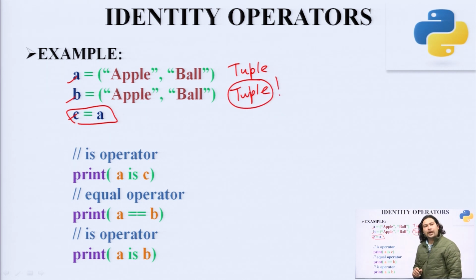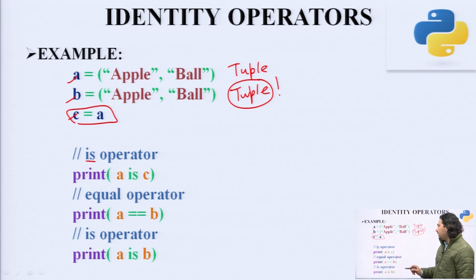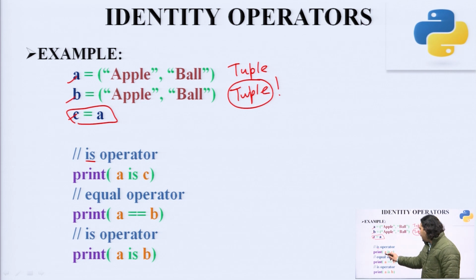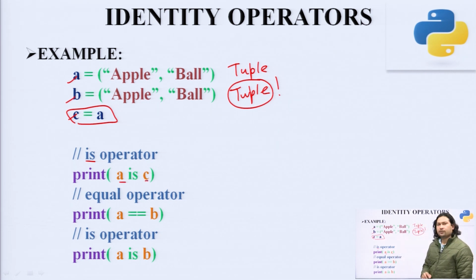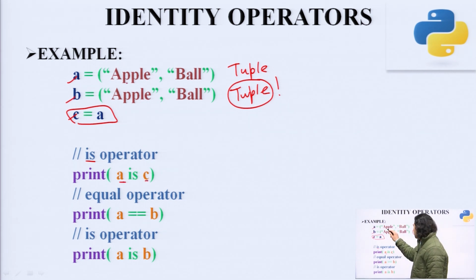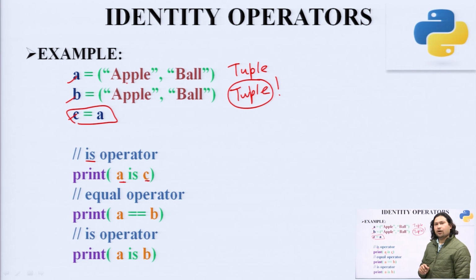Now, we are using the identity operator, that is the is operator, to find out whether the identity of a is c or not. Now, a is apple and ball. Similarly, c, that is also represented as c is equal to a, is again apple and ball. This is same, that means the object is same. Now, whether the memory address is same or not, that is the second criteria for identification, and this holds true.